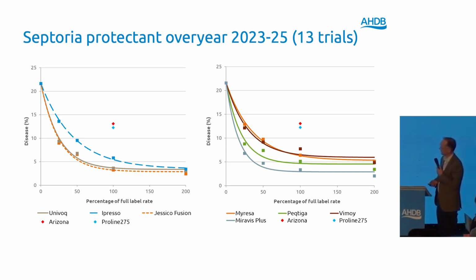On the left-hand side, you can see the mixtures. And actually, because we're looking at 3 years now, when we had Ipresso, which is an isoflucipram proline mix, in there for the first two of those 3 years, we can now include that in. And yeah, it's perhaps no surprise that the two mixtures containing fenpicoxamid look as good as they do, because fenpicoxamid, as you can see on the right-hand side, is very active. Ipresso, quite similar to what we might expect from Vimoy plus prothioconazole. It's reflecting the slightly lower activity that we're seeing from Vimoy compared to fenpicoxamid.